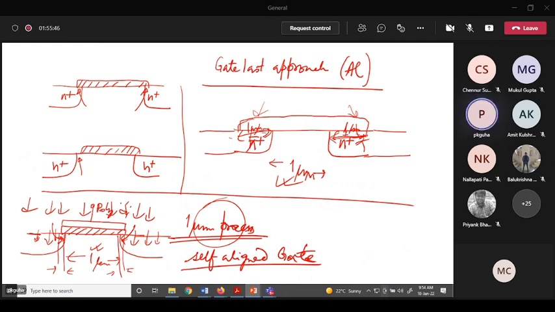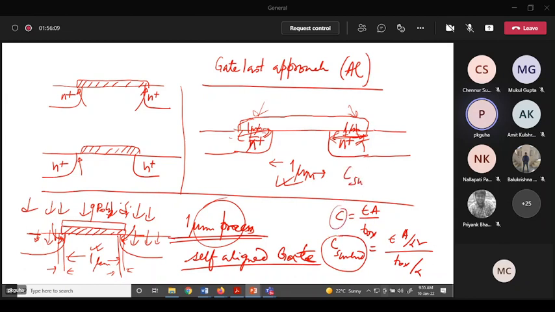So C is equal to epsilon A by Tox, right? So in the next node, C scaled will be epsilon A by alpha square, and Tox by alpha. So overall this C scaled will be lower than C. So C scaled will be C over alpha, right? Because this is alpha square, this is alpha.